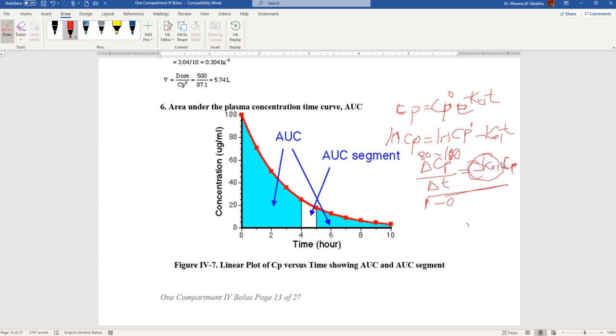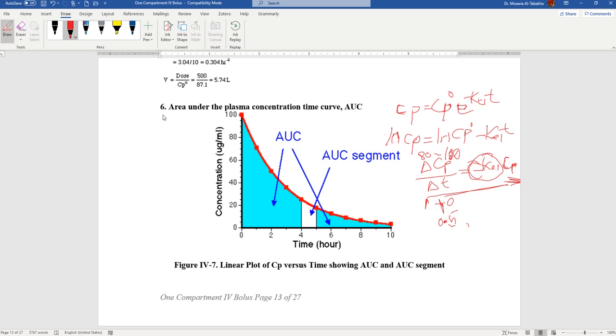And what about this Cp? Is it 100 or is it 80? The Cp that we use here is the concentration at midpoint time, meaning we need to find the concentration at half an hour. And the Cp that is here, we call it the concentration remaining to take place in the elimination, meaning how much is remaining in the body.